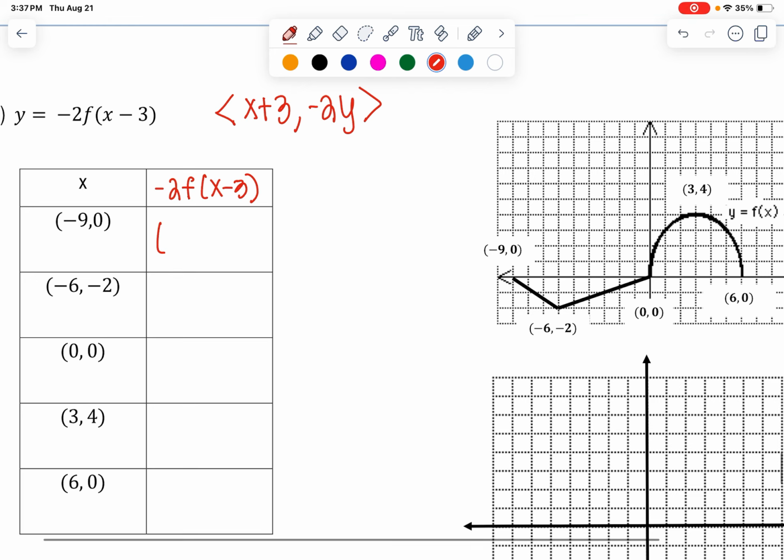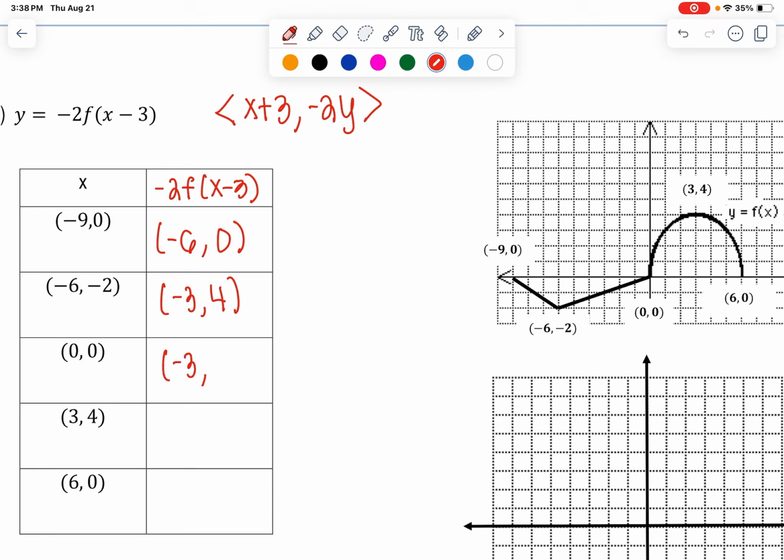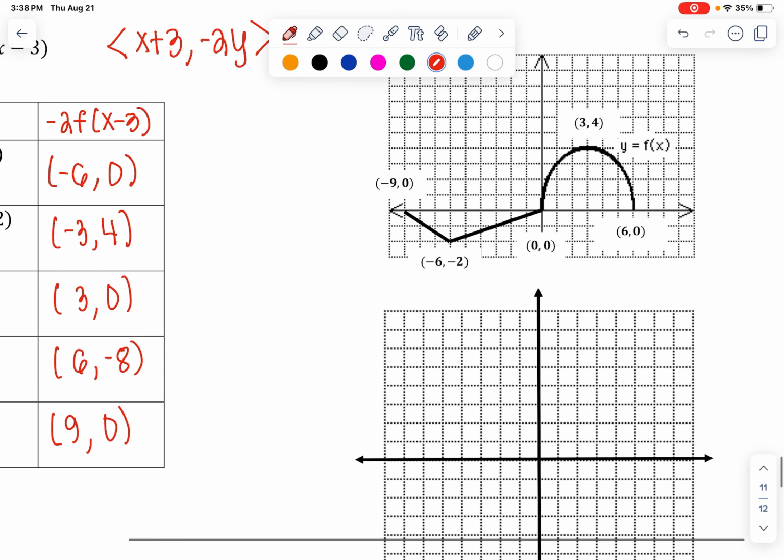We're going to add 3 to that, negative 6, multiply that by negative 2, still 0. Add 3 to that, negative 3, multiply by negative 2, that's 4. Add 3 to that, negative 3, still 0. Add 3 to that, which is 6. Multiply by negative 2 is negative 8. Add 3 to that, which is 9. Multiply 0. Okay, so 9, 0, 6, negative 8, negative 3, 0. I did minus 3. I should add 3, not subtract 3. Add 3 to that. Okay, that looks good.